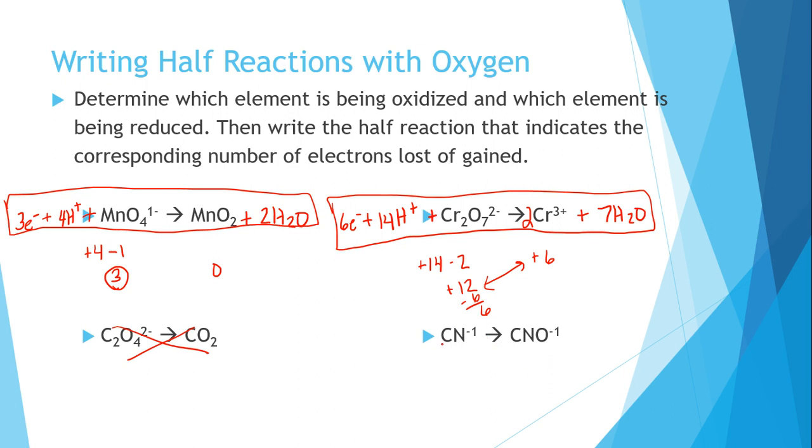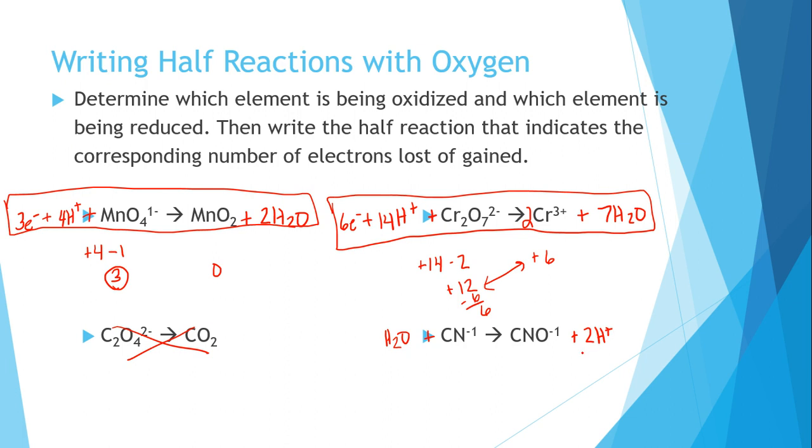And last but not least, cyanide to CNO negative 1. Here I have 1 carbon, 1 carbon, 1 nitrogen, 1 nitrogen. They balance, but oxygen doesn't. I only have 1 oxygen, so we want to just add 1 H2O to the other side to balance that out. But here I have 2 hydrogen, so you're going to add 2 hydrogen to the right.